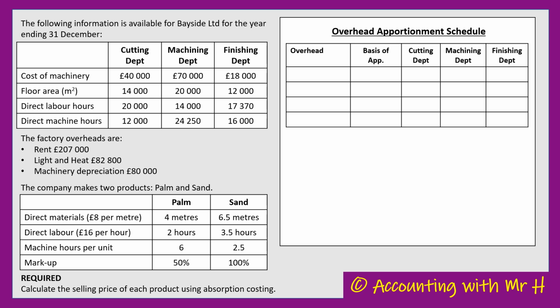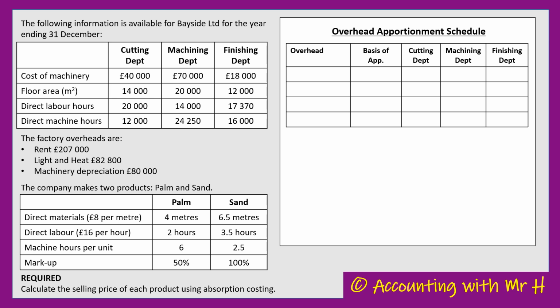And finally, the company makes two products. They make a product called palm and one called sand. And then in this second table, I've got some details about these two products, the direct materials that are used to make each product, the direct labour, the machine hours per unit, and the markup. And ultimately, what am I being asked to do? Calculate the selling price of each product using absorption costing.